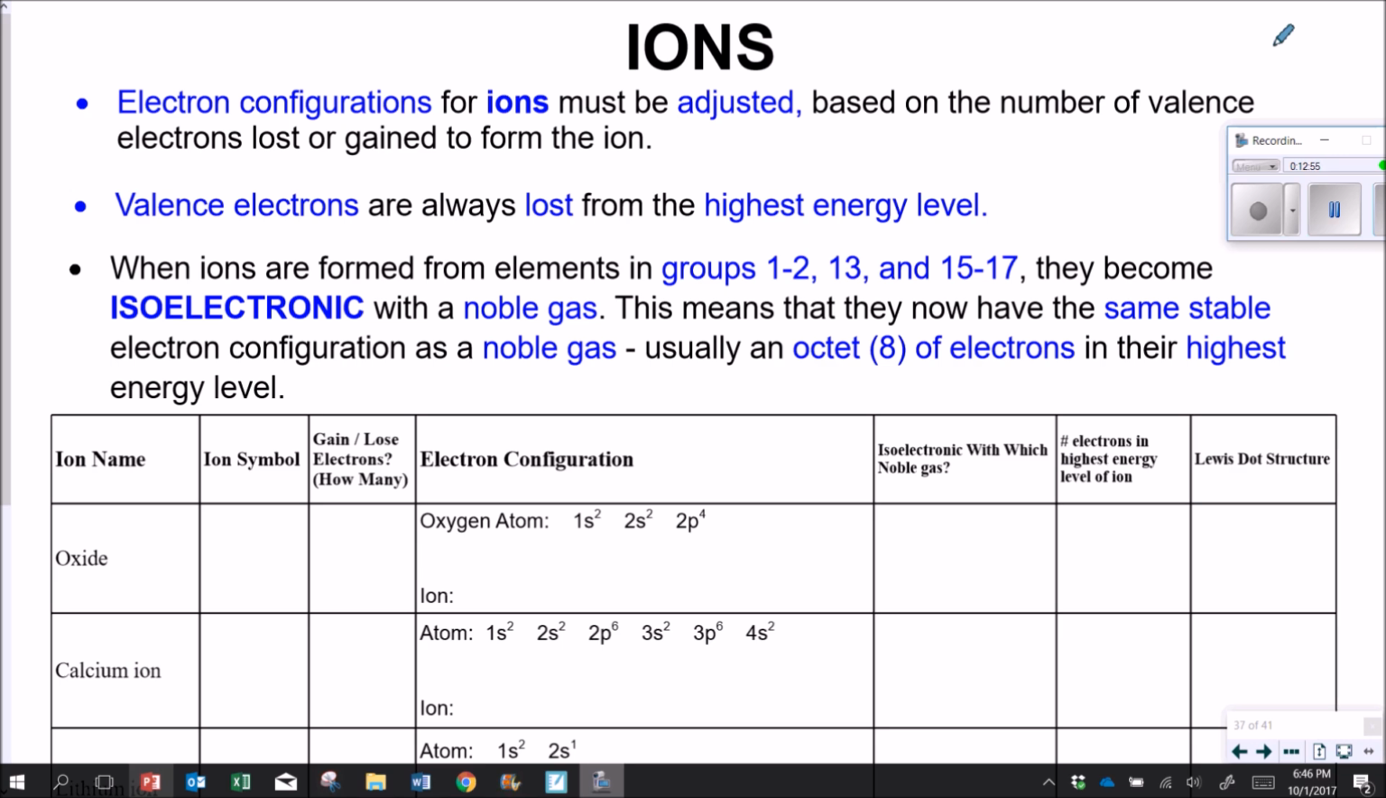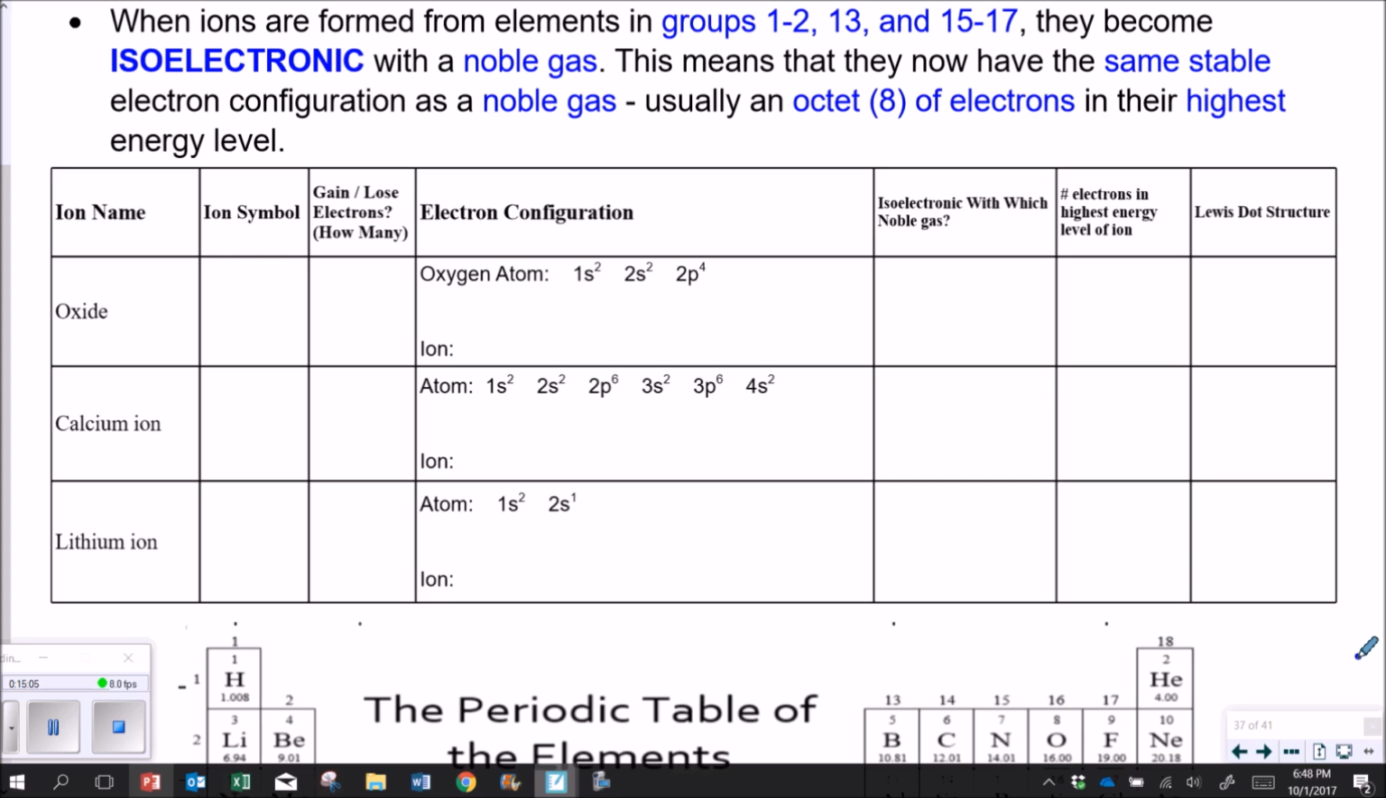Electron configurations for ions must be adjusted based on the number of valence electrons lost or gained to form the ion. Valence electrons are always lost from the highest energy level. When ions are formed from elements in groups 1 and 2, 13, and 15 through 17, they become isoelectronic with a noble gas. This means that they now have the same stable electron configuration as a noble gas, usually an octet of electrons in their highest energy level.